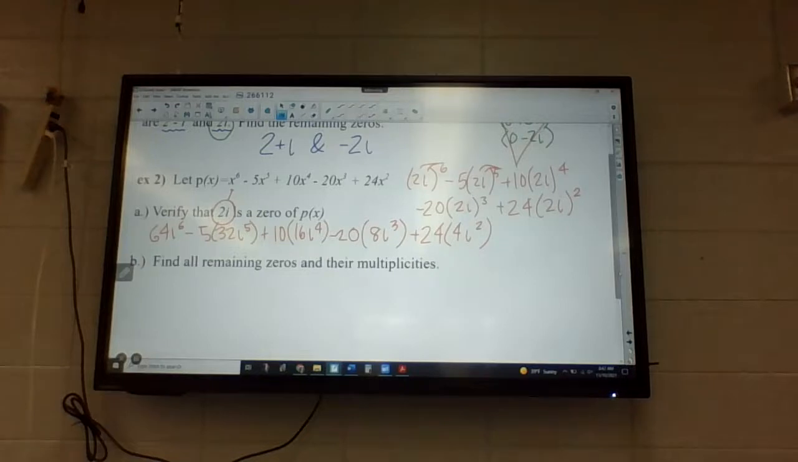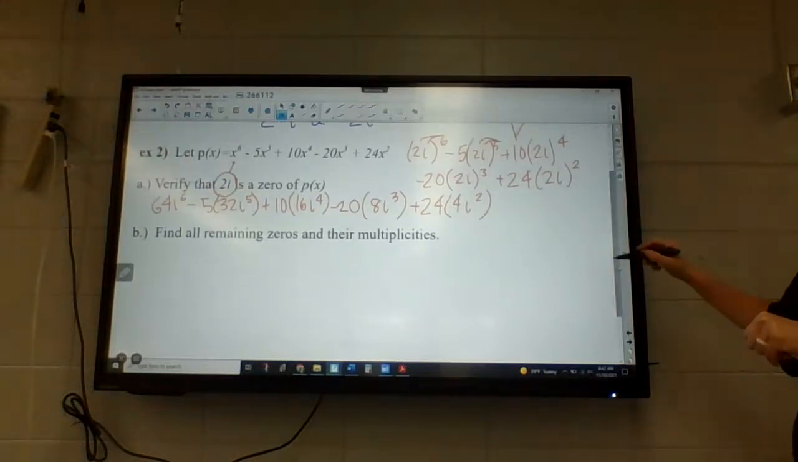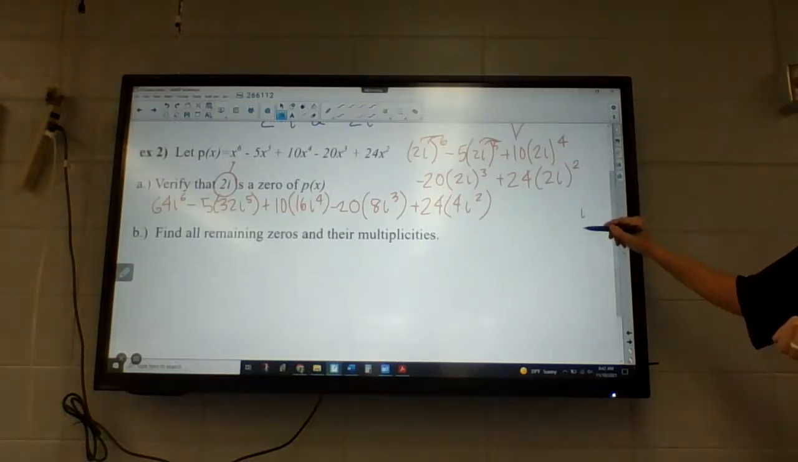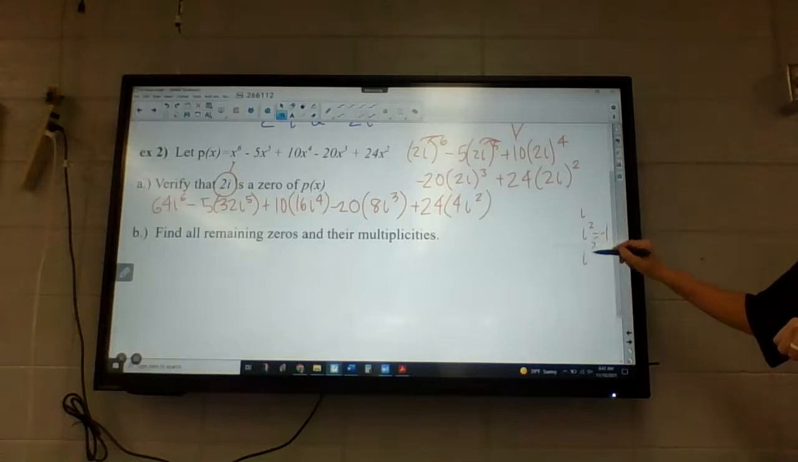Do you guys remember what i to the 6th would be? It's either 1 or -1. So remember, i squared is -1, i to the 3rd is -i, and then i to the 4th is 1. So i to the 6th would be -1, right? So this would become a -64.